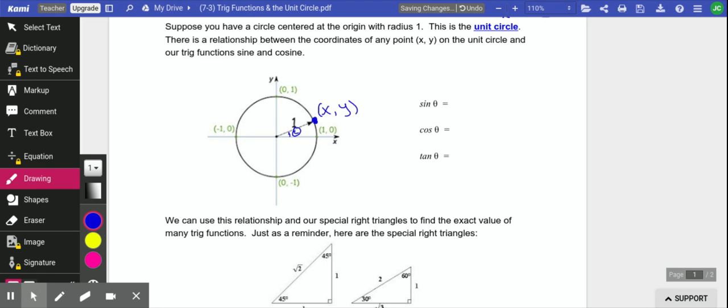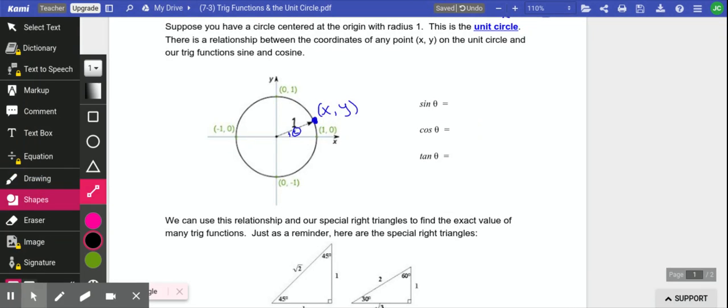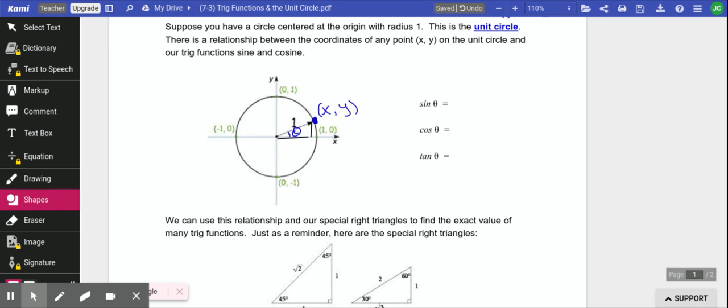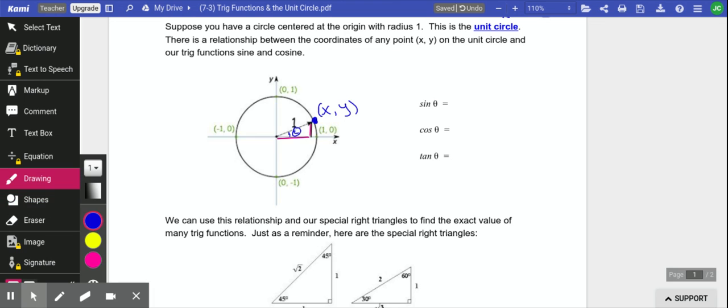And if we were to make a triangle out of this, from that point I'm just going to drop that side down and that side over. Do you see I have a nice little triangle there? I can do it in pink if you'd rather, so you can see it a little bit better. Okay, so there and there. This distance is x and this distance is y, because that point is (x, y) right there.